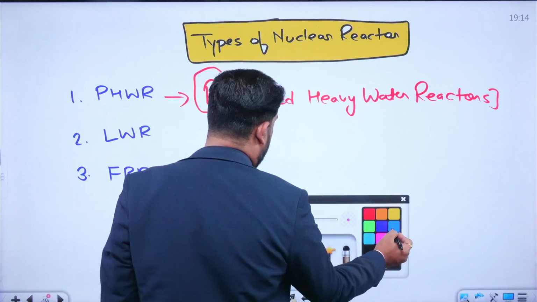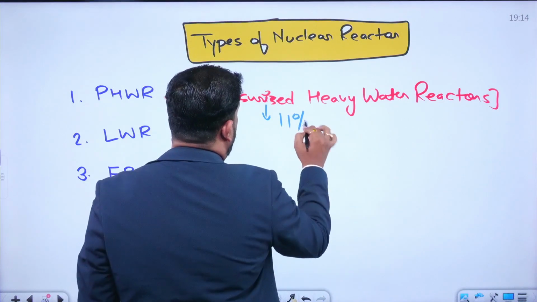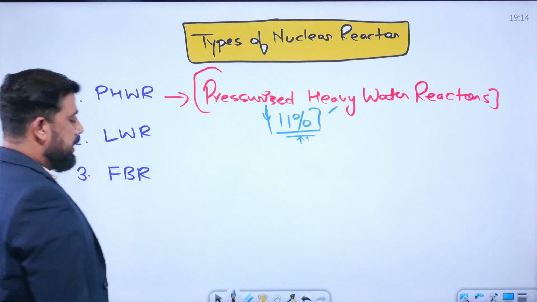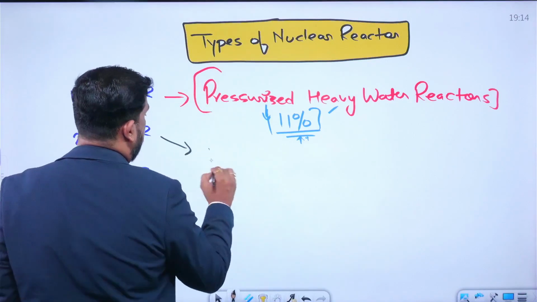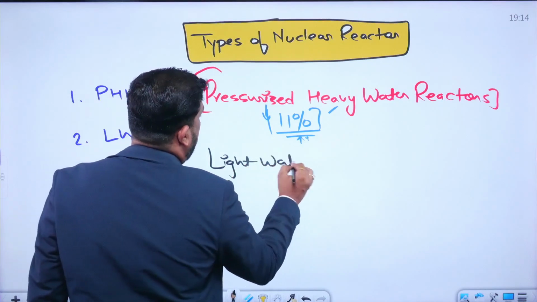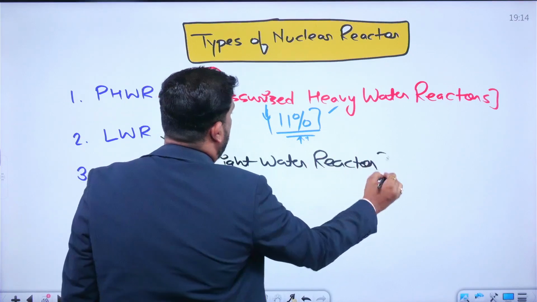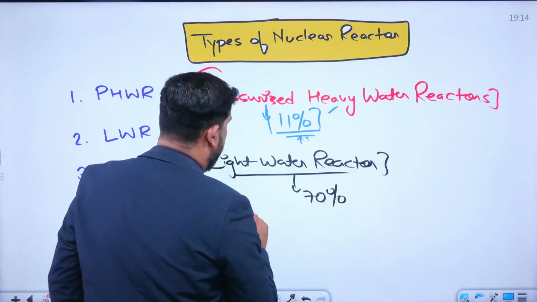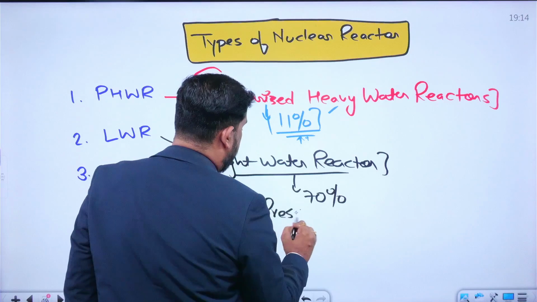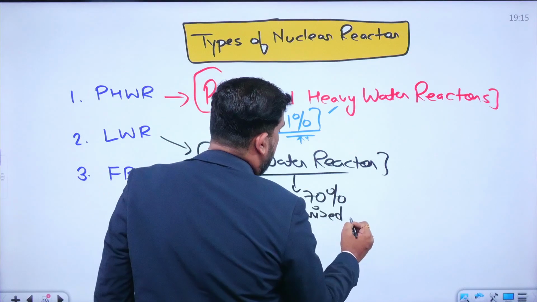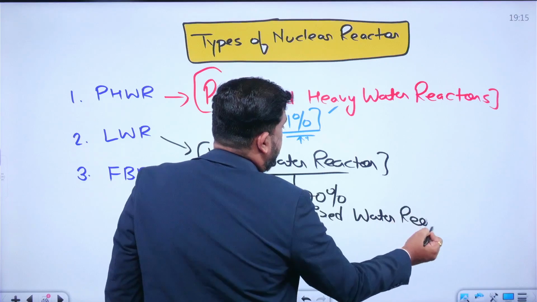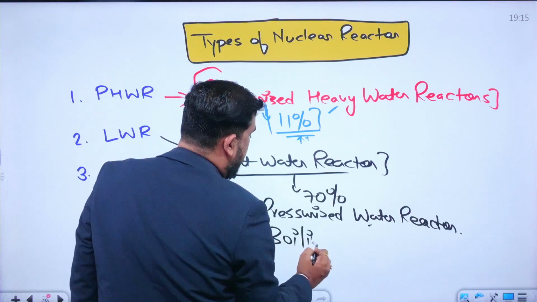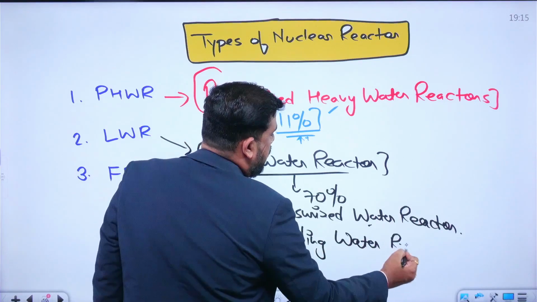Canada is the main manufacturer of this, and globally 11% of the reactors are pressurized heavy water reactors. Second is the light water reactor. Light water reactors are the most common reactors all over the world, contributing about 70%. It has 2 types. First is the pressurized water reactor, which uses a normal kind of water, and second is the boiling water reactor, known as BWR.